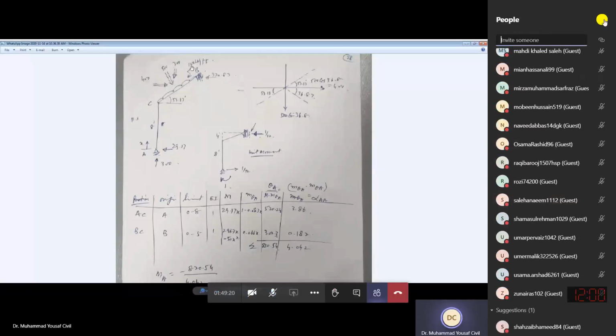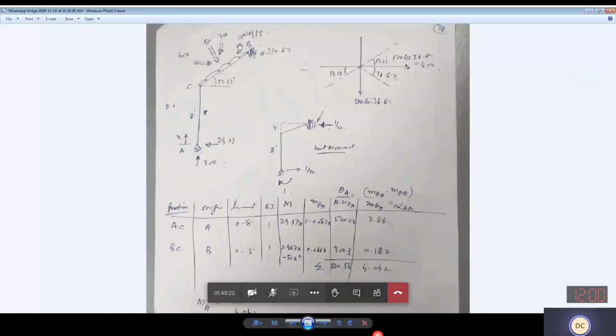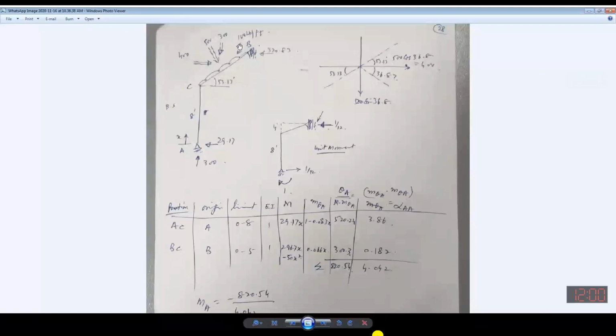ठीक है, समझ आ रही है या नहीं आ रही? यस सर, आ रही है। 100, it will be resolved into components along and perpendicular to this beam.